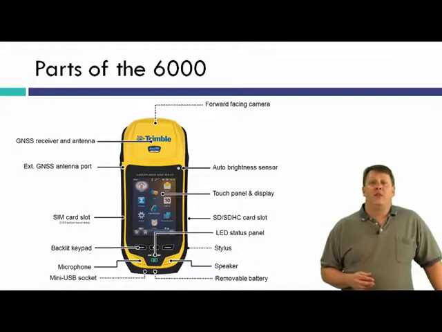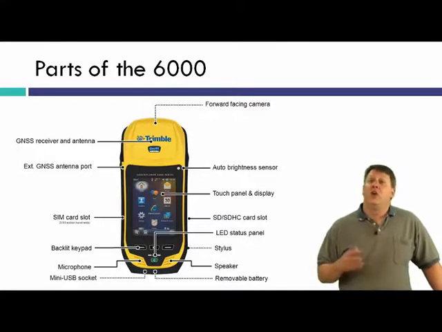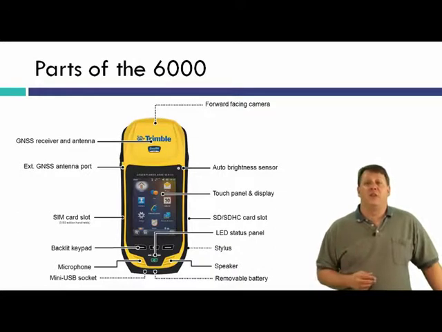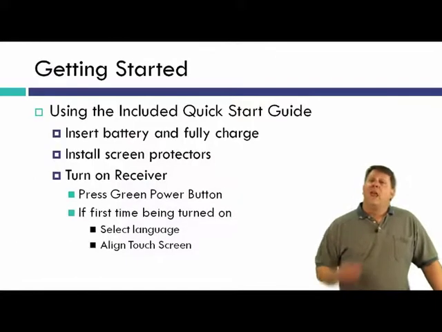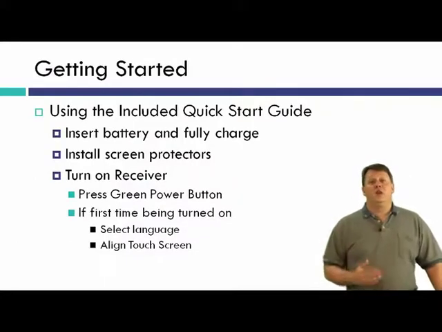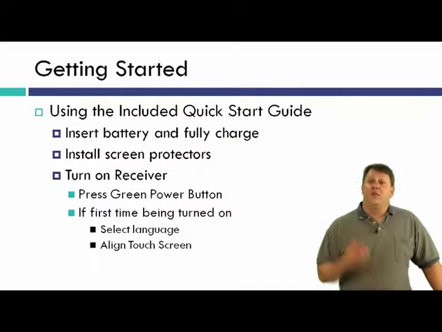On the left side of the receiver, we have a SIM card slot that would be available if we had the 3.5G edition. And on the right side, we have our SD or SDHC, or high capacity, card slot. At the bottom of the receiver on the left, we have where our microphone is located. And on the right, we have our speaker. Finally, at the bottom or back of the unit, we have a mini USB socket and where the hot swappable battery is located.